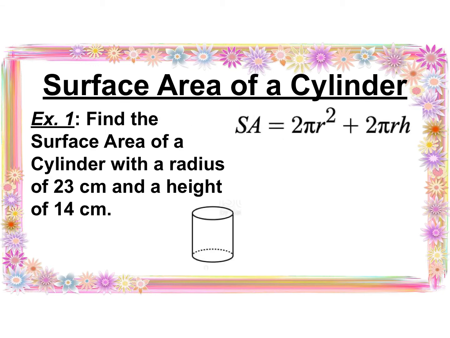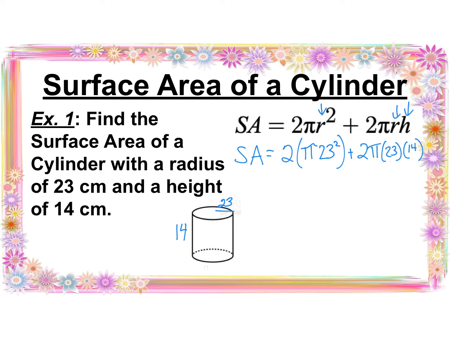Find the surface area of a cylinder with a radius of 23, so that's halfway across. We have the radius, and a height of 14. And that's all that I need, because notice my formula has an r, another r, and an h, so we're good to go. So we have the surface area equals 2 of my circles, so that's pi radius squared, which is 23 squared, plus 2 times pi times my radius, which is 23, times my height, which is 14. Now when we work with circles, we're always going to have pi in there, and I'm going to just ask you to keep pi until the very end.